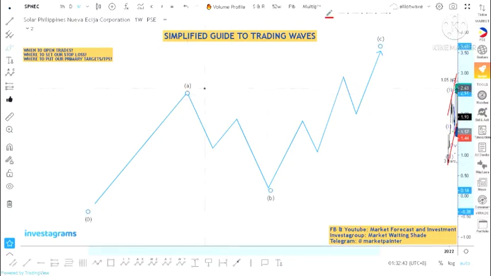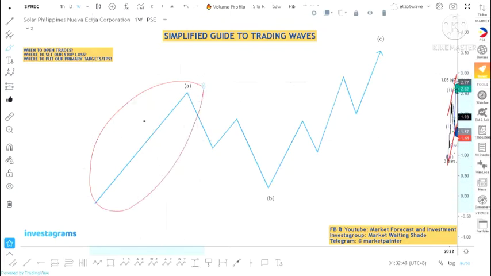If you spot this one as one complete impulsive wave, then you can identify if this wave is the correction of the previous wave. So we anticipate that the price will be making a new move with this impulsive wave. We will anticipate that this move will be the next move of the market.